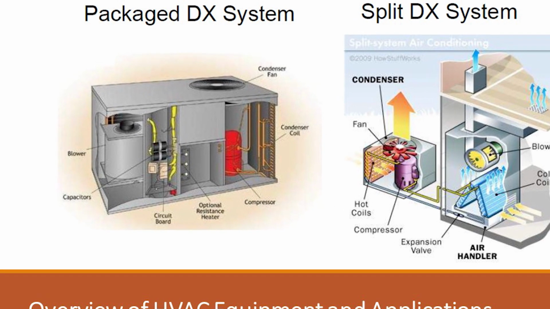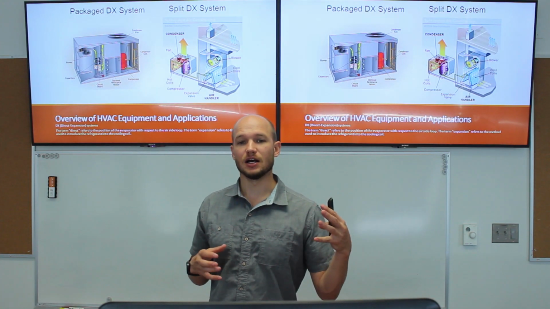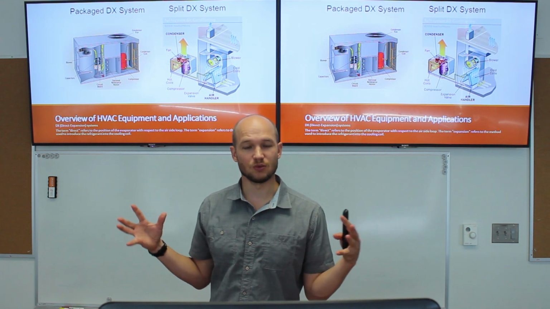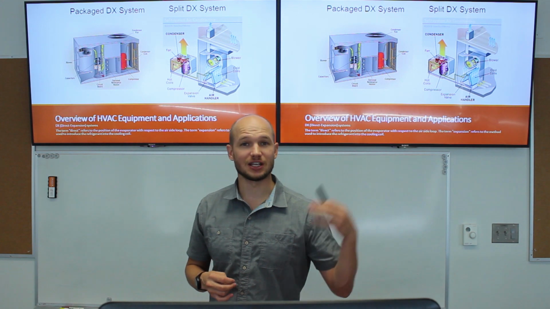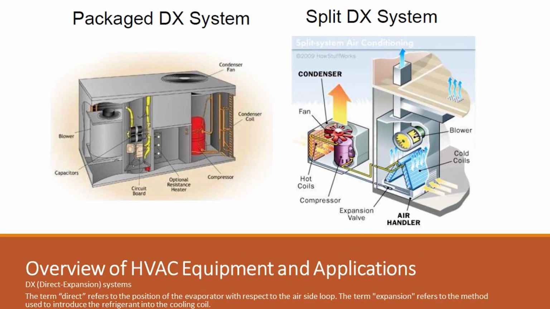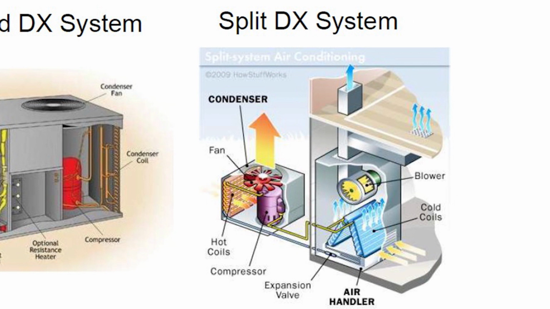So if it's a combined package unit, it's typically going to be a rooftop unit, right? This is what you're going to see on a rooftop. It has its heating and cooling in one package. A split DX system, you're going to have a condenser outside, and then the coils, the air handler inside, and so hence the split system, right?